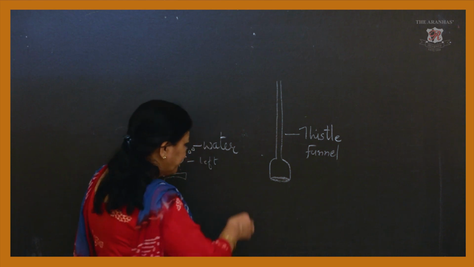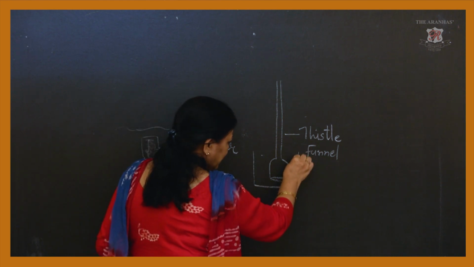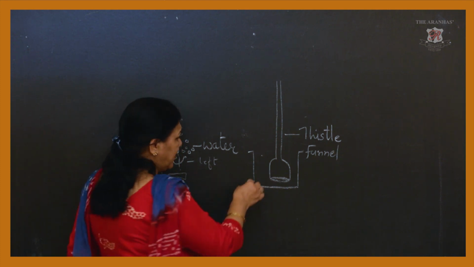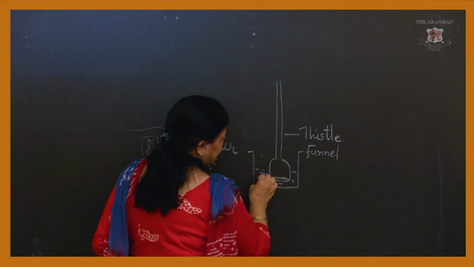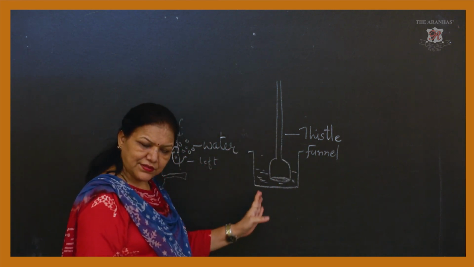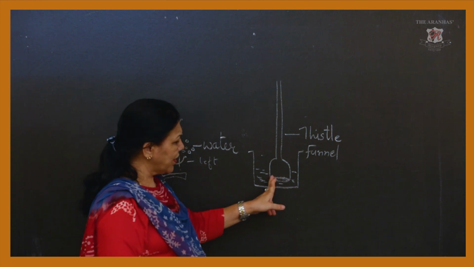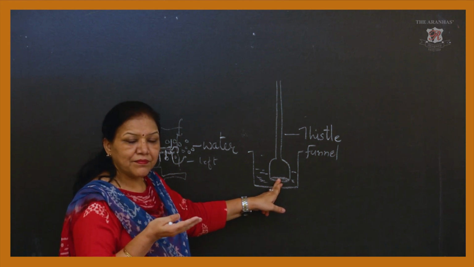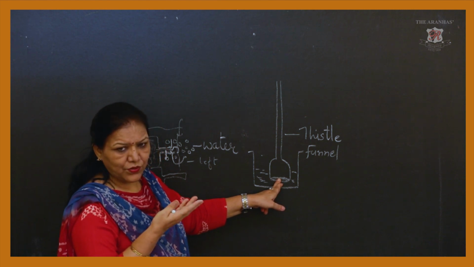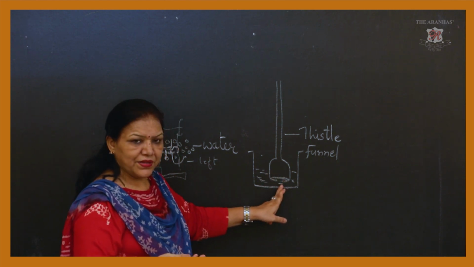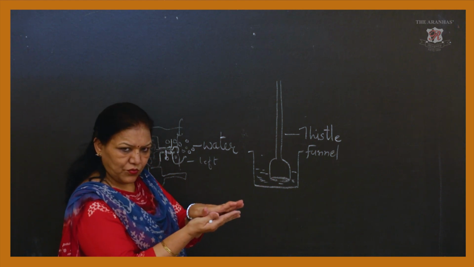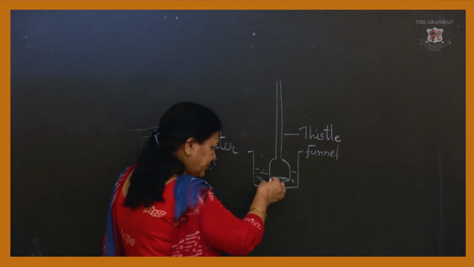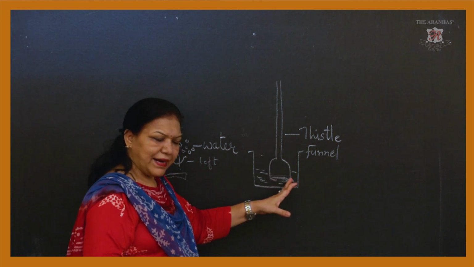Now what we will do is keep this thistle funnel in a beaker which is filled with water. But before putting the thistle funnel in the beaker, we have to cover its open mouth with the membrane, parchment membrane or bladder, whatever we have. Means we are covering the whole mouth of the thistle funnel with a semi-permeable membrane. We are fixing it with a rubber band.